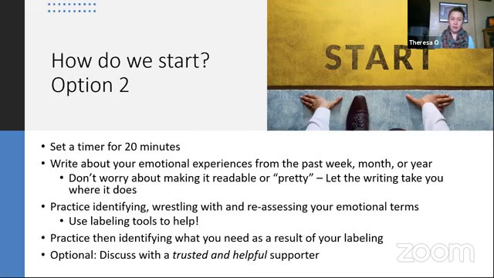Again, always think about practicing the labeling, and practice identifying what it is that you need as a result of the labeling. And this is that important part of how this helps us in life. If we know where we are, we have a better way to understand where we're going, and therefore figure out how we get there. So in that writing, you might think about what you needed at this time, or what would have been helpful, or what somebody did that did or didn't work for you. And it just builds that awareness.